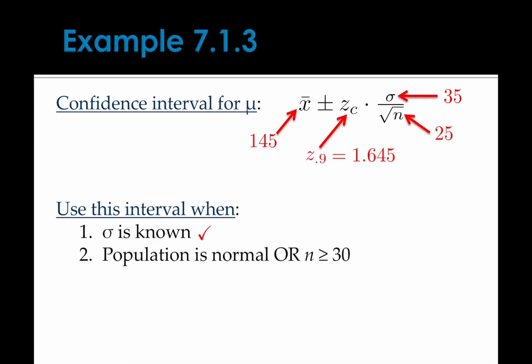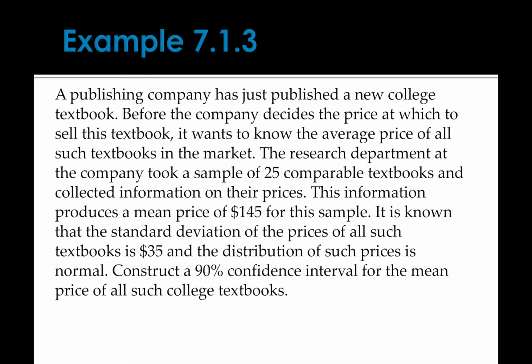Well, our sample size is 25. It is not bigger than 30. So we need to double check that the population is normal. So if you flip back to the problem, they tell us that the distribution of such prices is normal. And that has to be something that the question tells you.